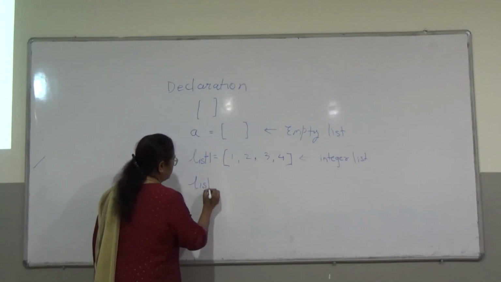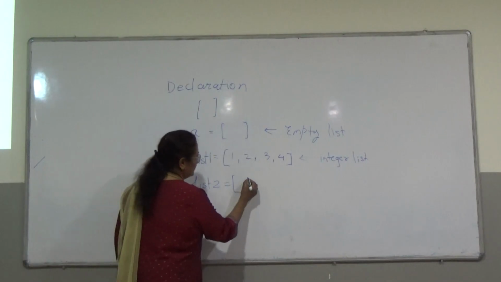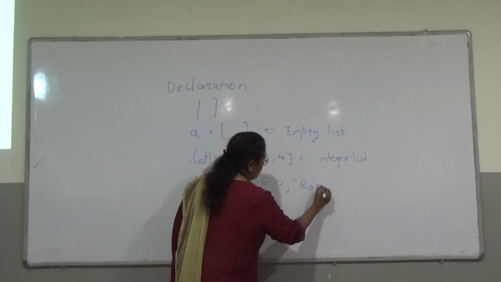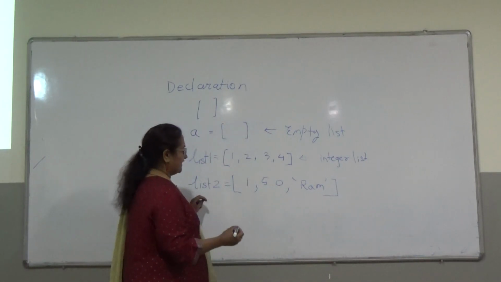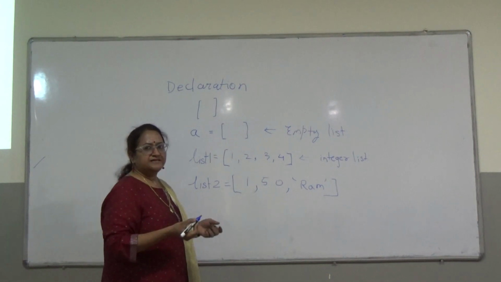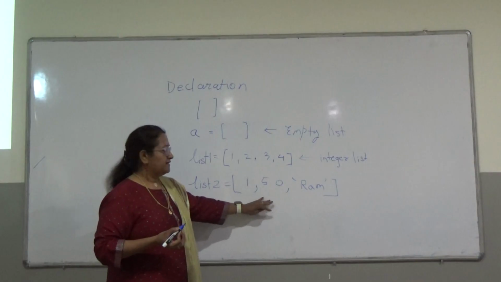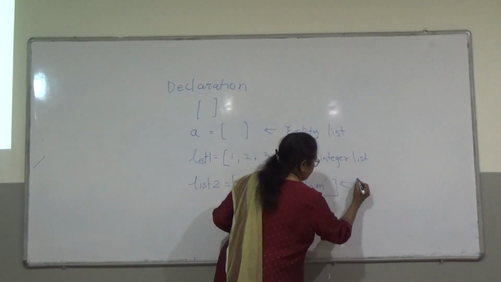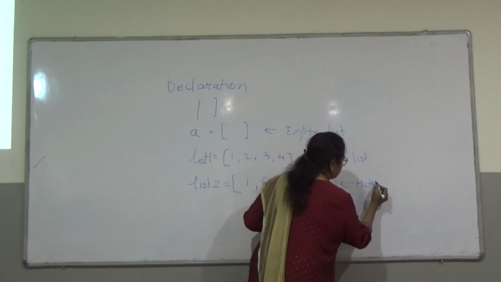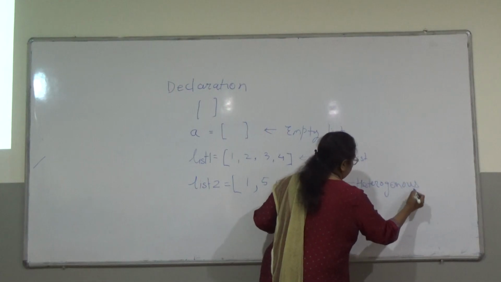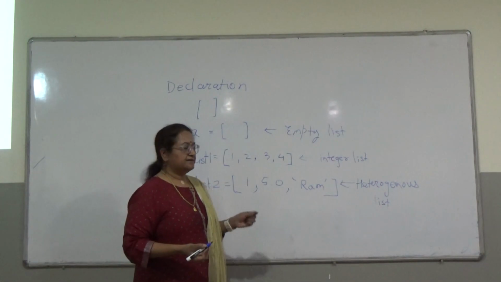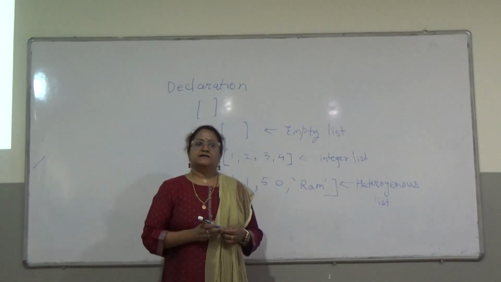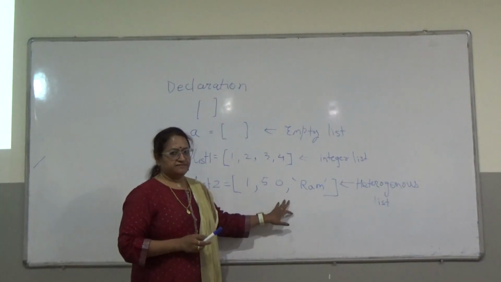Similarly, I have declared a list 2. Here I can put the data items as 1, 5.0, and I can put some name here. So here you can see that the list has 3 elements, and all the 3 elements are of different data types. This is an integer, this is a float, and this is a string. So this is also supported in Python. Now here the list has different data items. That is why we can say that it is a heterogeneous list, as it contains data items of different types. Here the first property we have seen is that the list may contain heterogeneous elements.